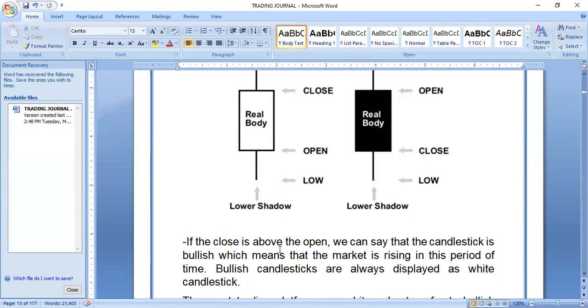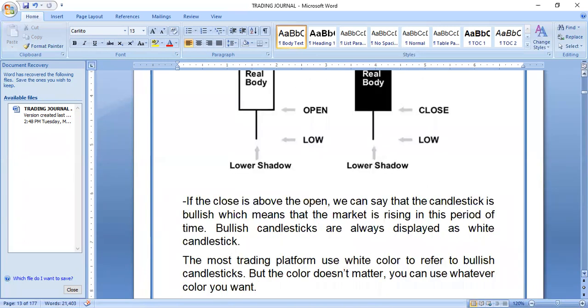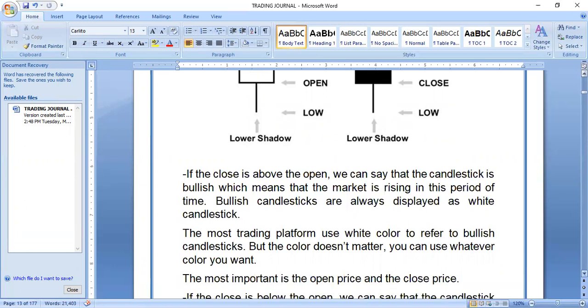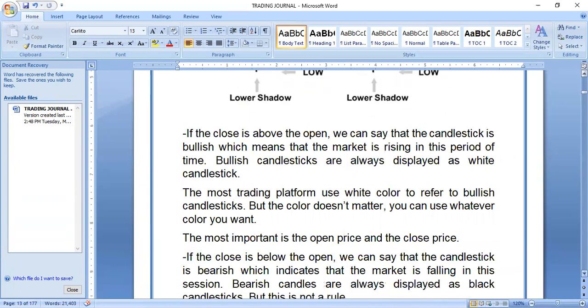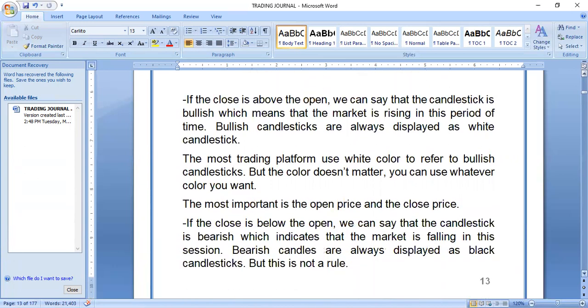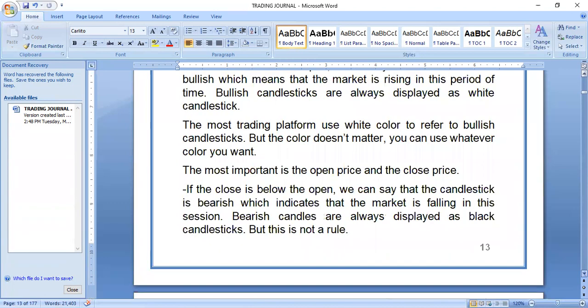So if the close is above the open, we can say that the candlestick is bullish, which means that the market is rising in this period of time. Bullish candlesticks are always displayed as white candlesticks in most cases, but you can change that in properties, for example to green. Most trading platforms use white to refer to bullish candlesticks, but the color doesn't matter. You can use whatever color you want. That's what we have to note.